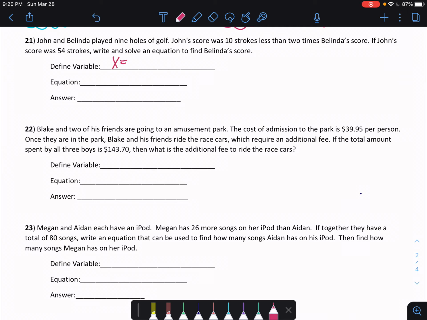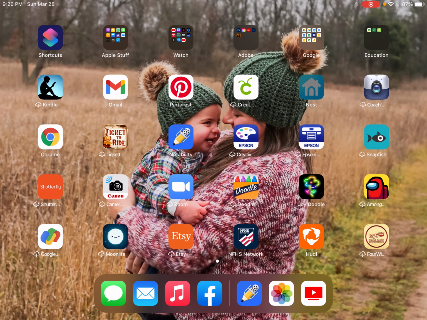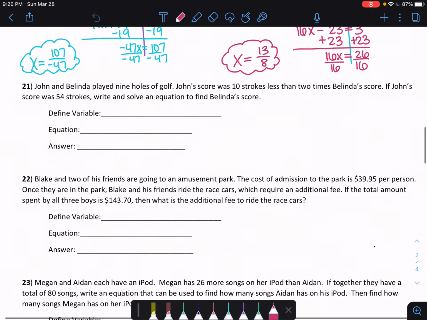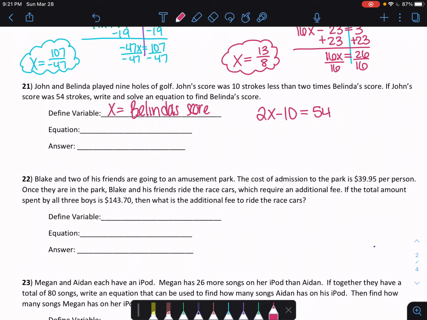So I'm going to make x Belinda's score. And it says John's score was 10 strokes less than 2 times Belinda's score. Sorry about that. So I should rewrite x equals Belinda's score. So 10 strokes less than 2 times Belinda's score. So 2x minus 10 is equal to 54 strokes.